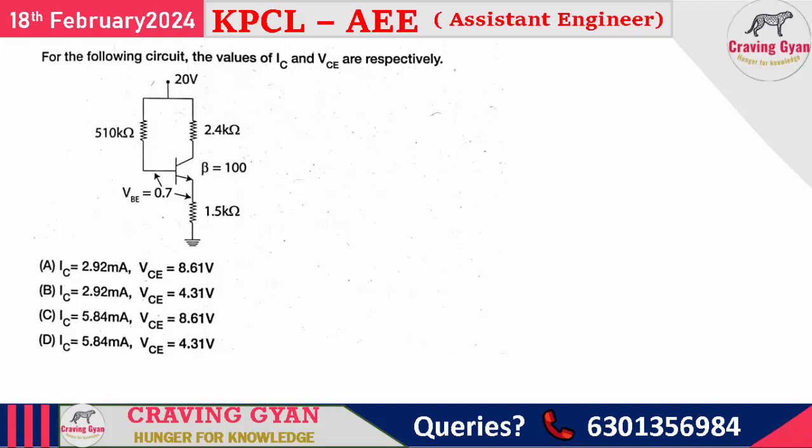We have to justify that the transistor is operating in linear region. How can I justify it? See, VCE is not equal to 0.2 volts in any of the given options. So the transistor is not operating in saturation region. So the transistor is operating in linear region. Very, very important.